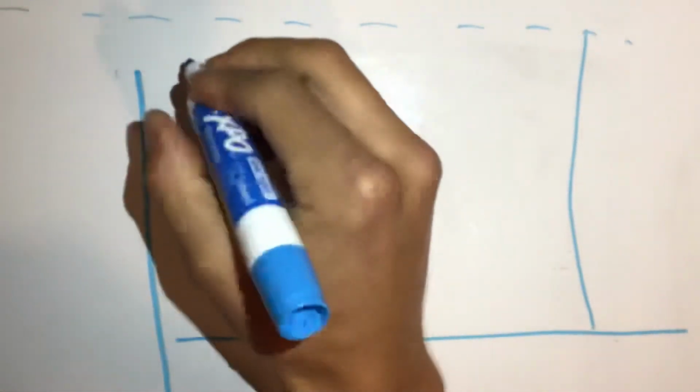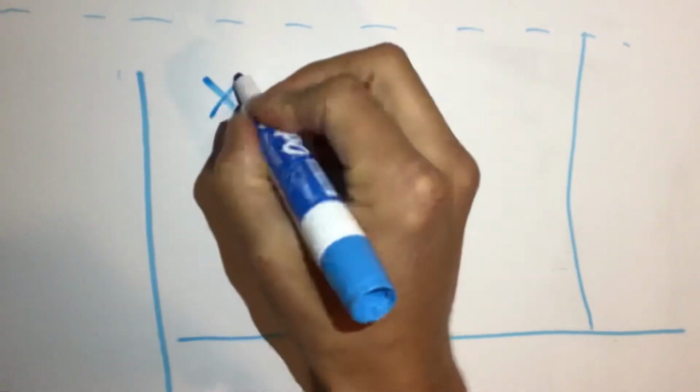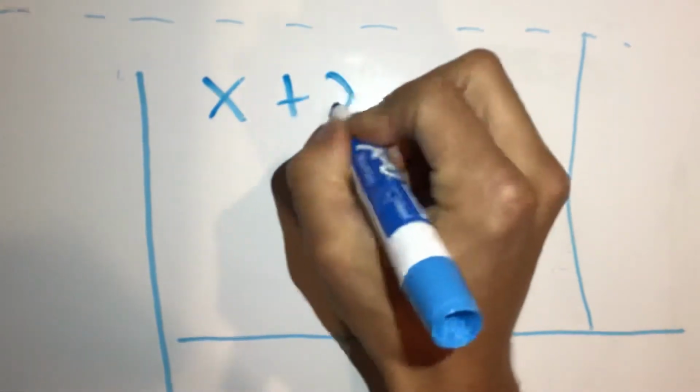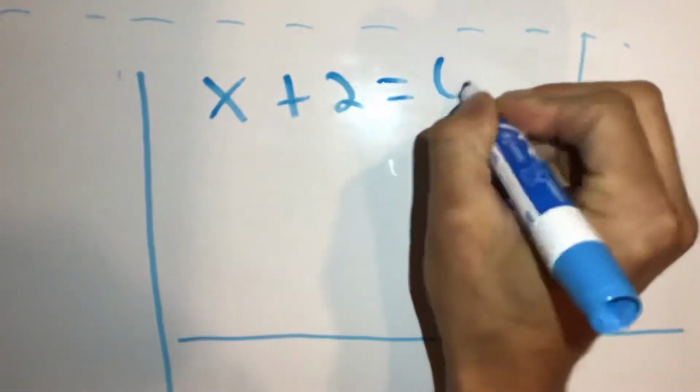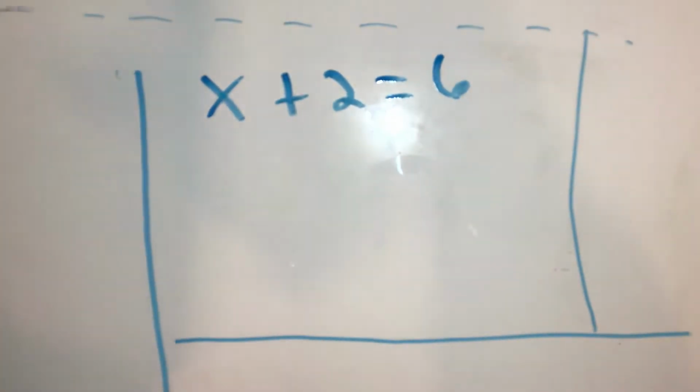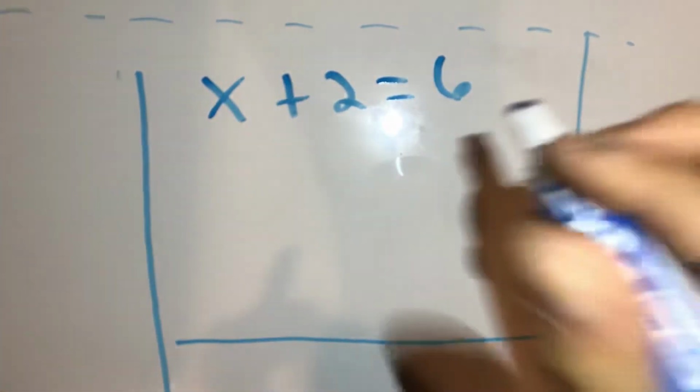So I'll put us an example here. I'll have x plus 2 equals 6. Now, in our minds, we're like, all right, Mr. Ross, we get it, yo. 4 plus 2 equals 6. But algebraically, let's see how we solve this.